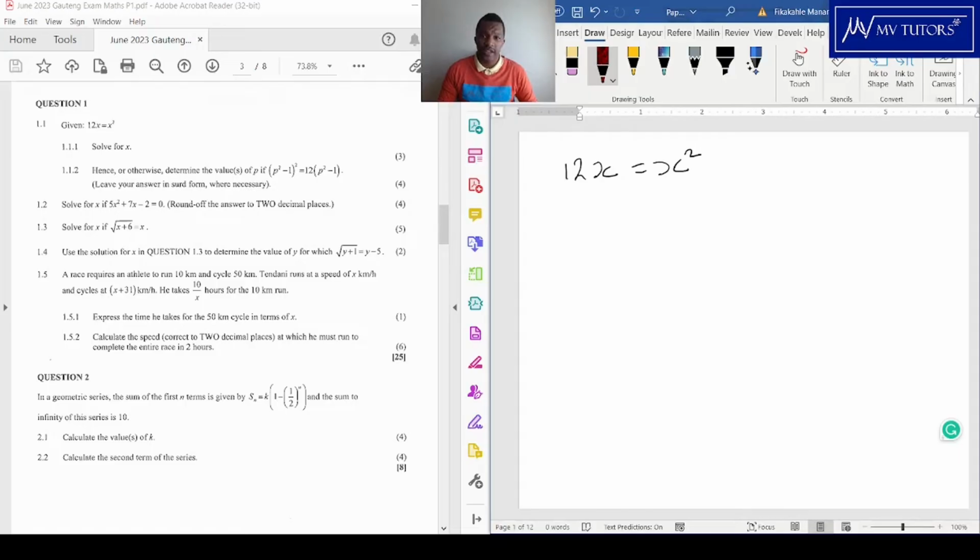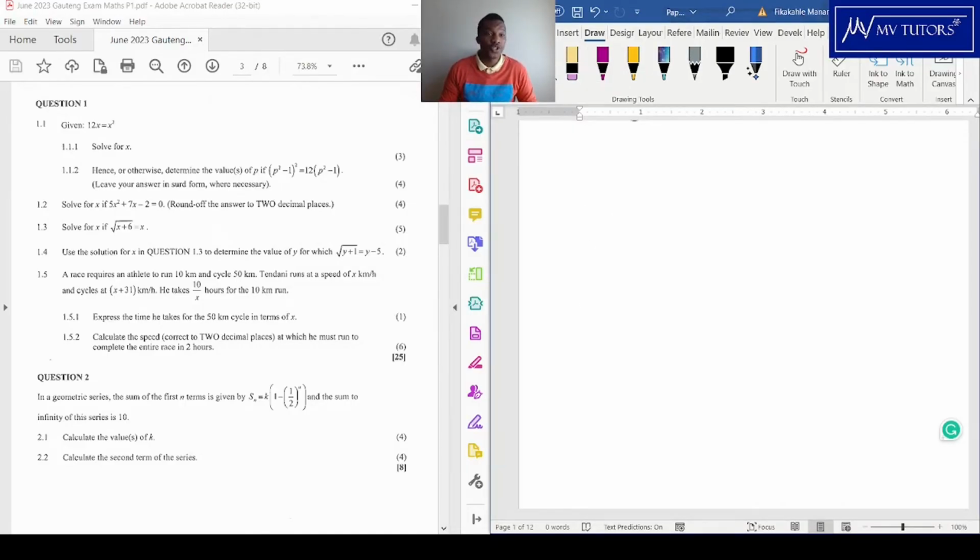Now you should recognize that you can factorize this if you bring everything to one side. So I'm going to have x squared minus 12x, and as you can see, x is the common factor here, so I take out x, and to get x squared I need to multiply with an x, and to get minus 12x, I need to multiply x with a 12. Now I can conclude that x is equals to 0 from this operation there, or x is equals to 12 from that operation. That's it.